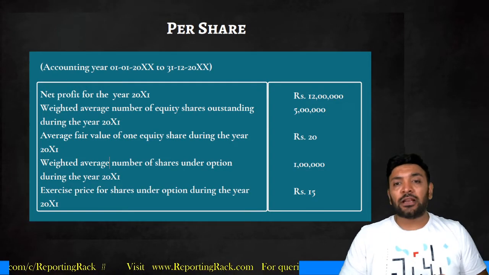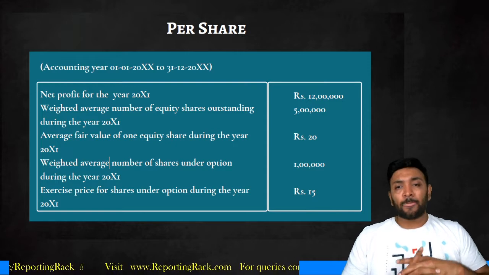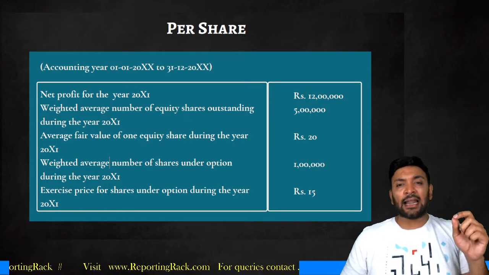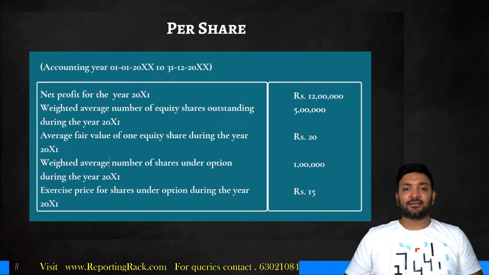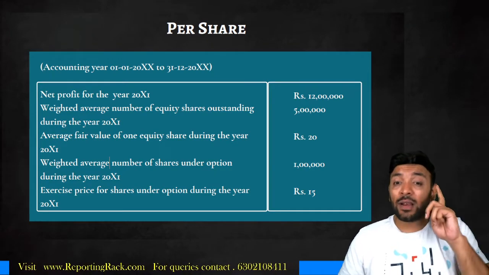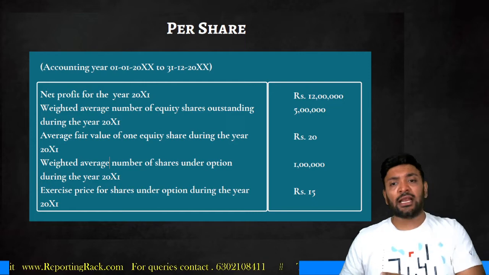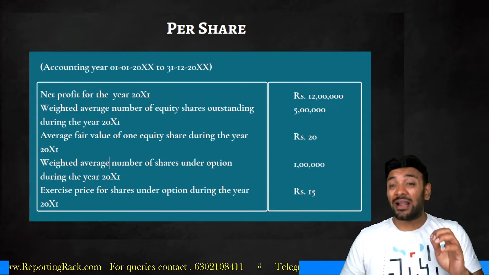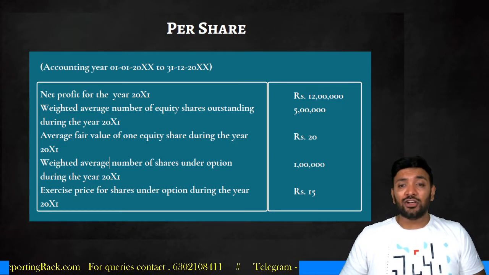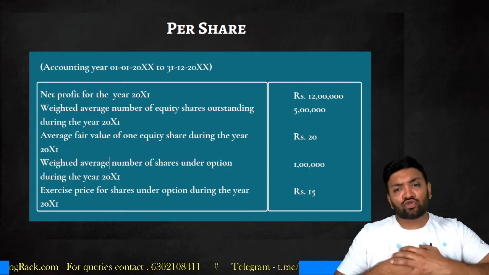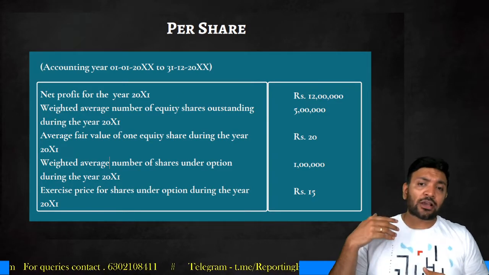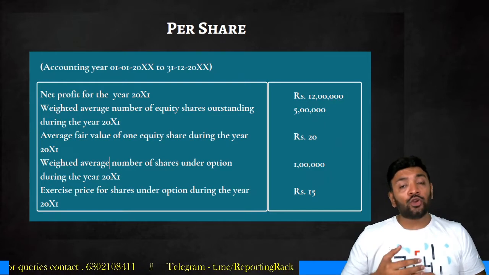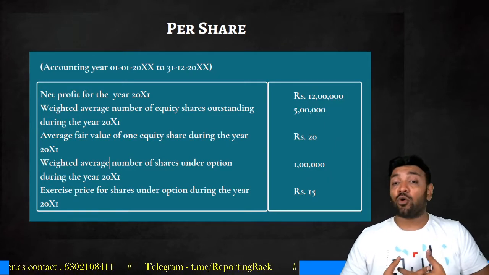I worked on a company on IND AS, which is based out of Bangalore, and had 27 potential equity shares. It did not have one, it had 27 potential equity shares. Imagine 27, it's not a small number. So someone can have so many potential equity shares as well. So you might come across an enterprise who has only one. You can also come across an enterprise which has more than one.